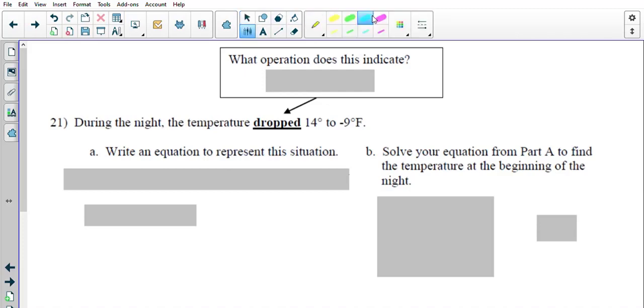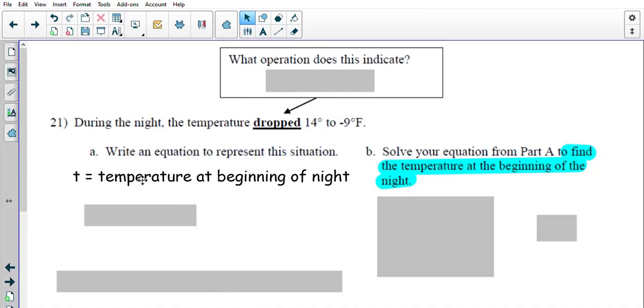Let's start with the thing we're trying to find. It says find the temperature at the beginning of the night. So I believe I used T to represent that. Yeah, T represents the temperature at the beginning of the night. We have the word dropped within this problem. What operation does that indicate for us? If you're thinking subtraction, you're correct.